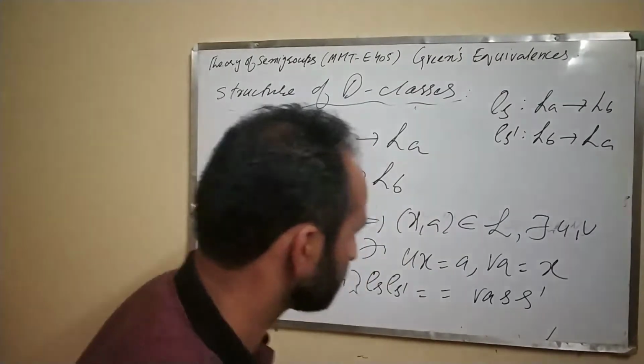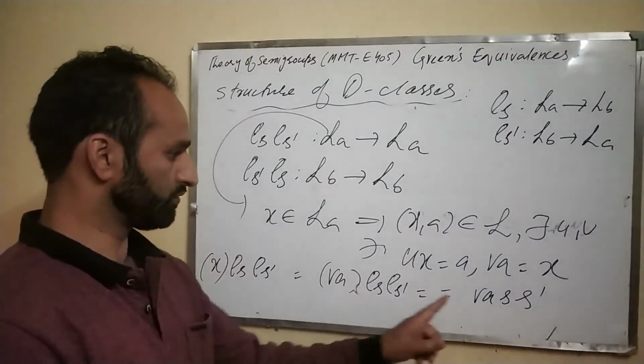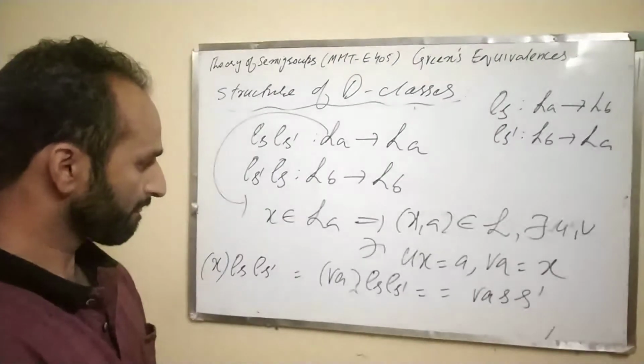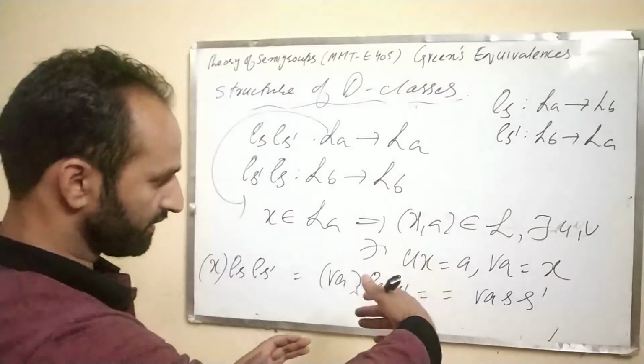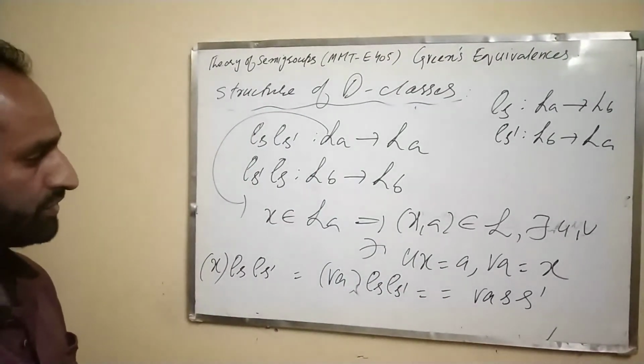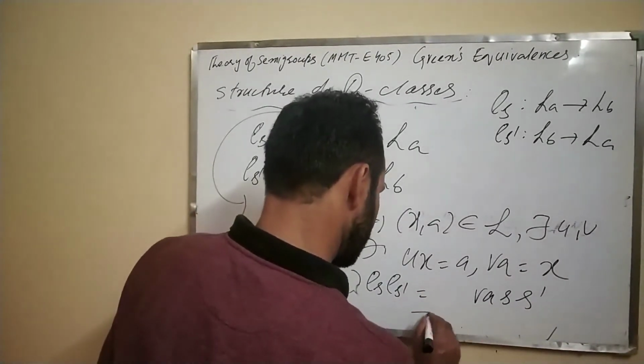So first I apply rho s of va, which is equal to vas. Actually, rho s of x is equal to xs. That's the definition. It's a right translation. Rho s and rho s dash are also right translations. Rho t and rho t dash are left translations.